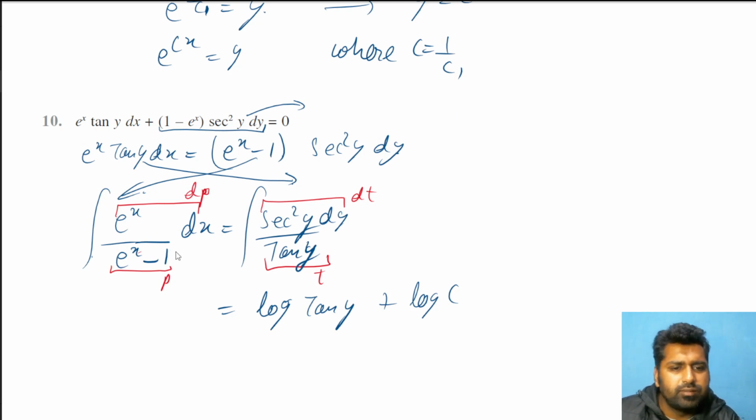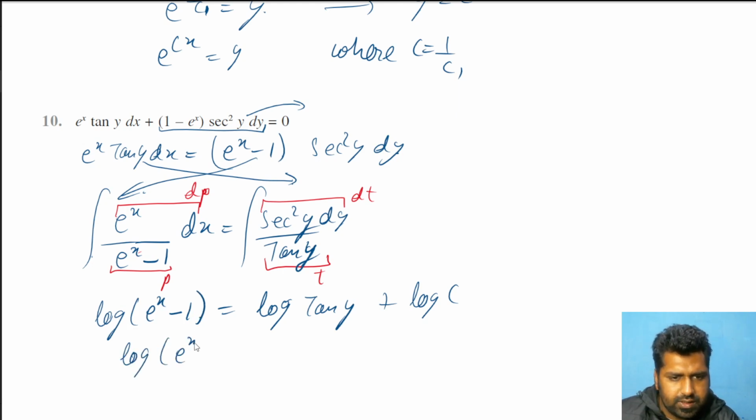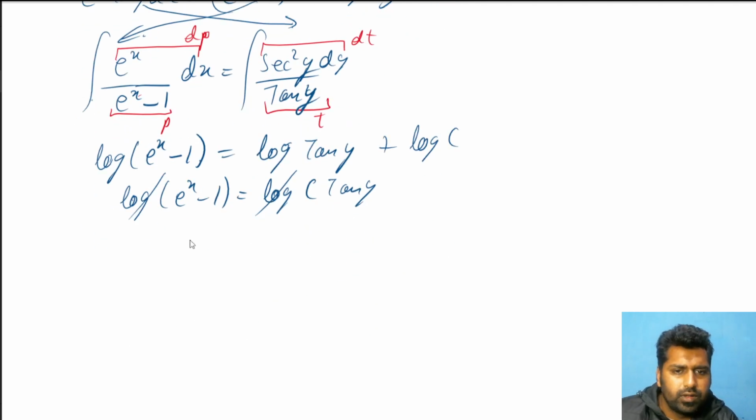So again same thing, 1 by p integration is log p, so log p is actually log of e raised to power x minus 1, which is equal to log c tan y. Okay, log a plus log b is log ab, so multiply, remove the log, and you get e raised to power x minus 1 is equal to c tan y.